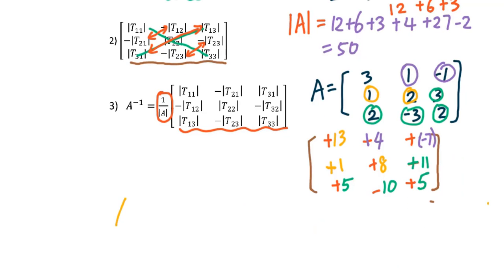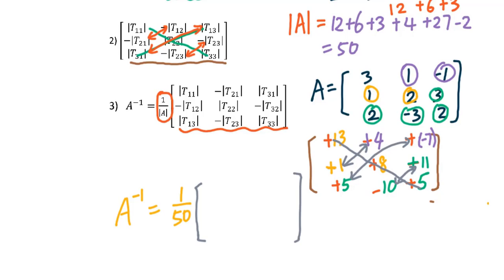Then you will get the inverse of this matrix A equals 1 over 50. You need to switch: these two switch, these two switch, these two switch position. So you have it like this. Here the 13, 8, 5 stay. But this one is a 4, here's 1. This part is a 5, this is a negative 7. This one is 11, here's negative 10.